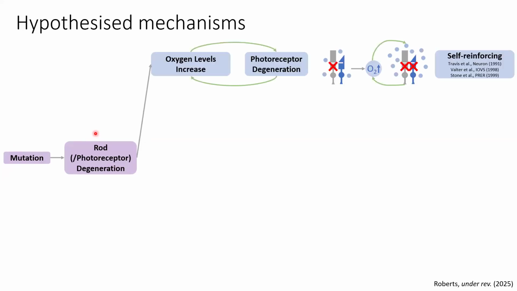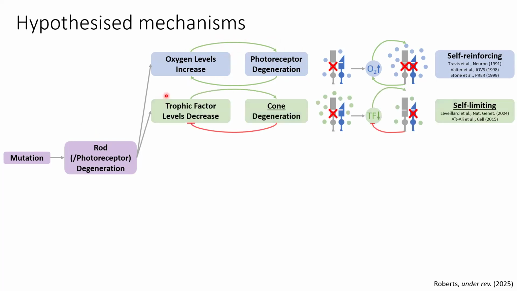briefly now. The first is oxygen toxicity. So the idea is that you lose photoreceptors, that decreases the demand for oxygen, which then results in an increase in oxygen levels. Those become toxic for the remaining photoreceptors in that area, leading to photoreceptor degeneration, which then of course decreases the demand for oxygen, leading to a further increase in oxygen levels. And so you get this sort of positive feedback or vicious cycle.